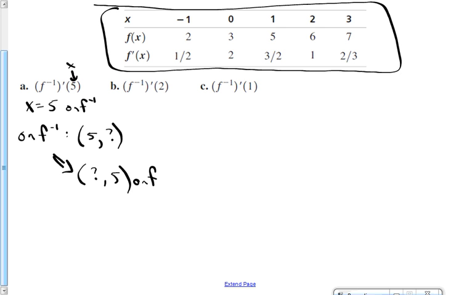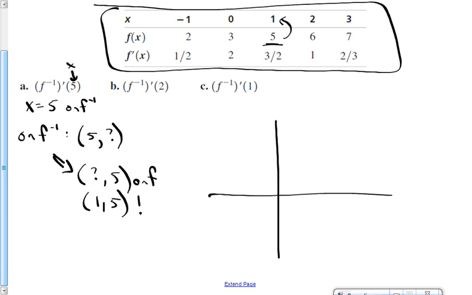Do you see it in the table? 1. If the y coordinate is 5, the x coordinate is 1. So on f is the point (1, 5). That's magical. Not really magical, but it's really important. Okay? So here's what I have. There's some point (1, 5) on f, which also means there's some point (5, 1) on f inverse.